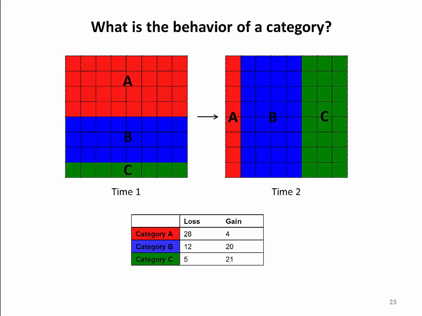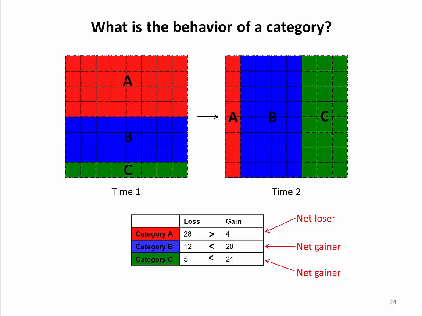Suppose we have again three categories, A, B, and C. The map on the left shows the categories distribution at time 1. The map on the right shows time 2. You can see each category gains and loses various amounts of pixels for this time interval. For example, category A loses 28 and gains 4. Therefore, category A is a net loser because it loses more than it gains. Category B and C are net gainers because they both gain more than they lose.